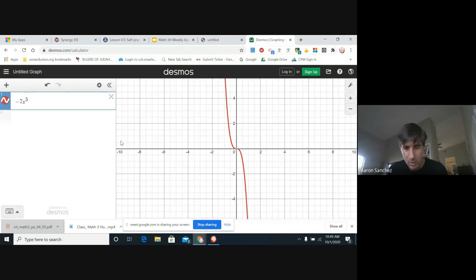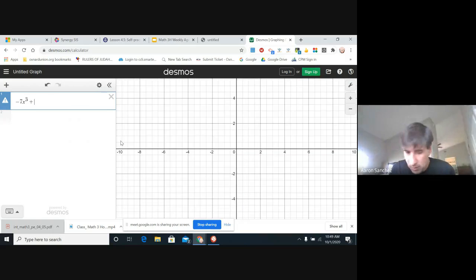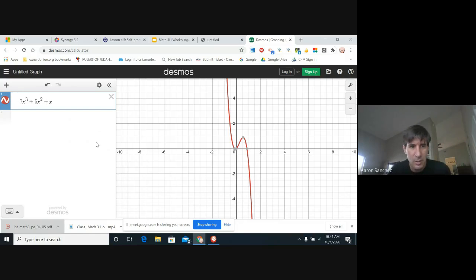Negative 7x cubed plus 5x squared plus x. Okay, so looking here at the Desmos, of what I plugged in, I can see my domain. Even though this goes up, it's going to continue forever this way. And even though it goes down very steep, it's still going to continue forever this way. I can plug in any number for my x and my y. So my domain is -infinity to +infinity, or what we can say is all real numbers.